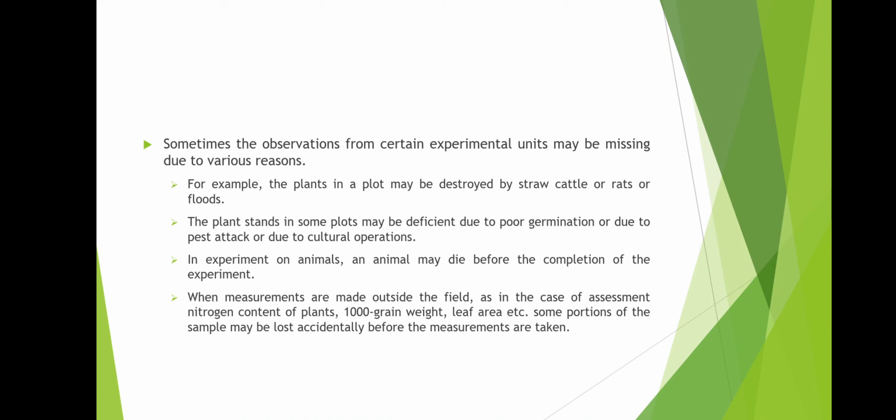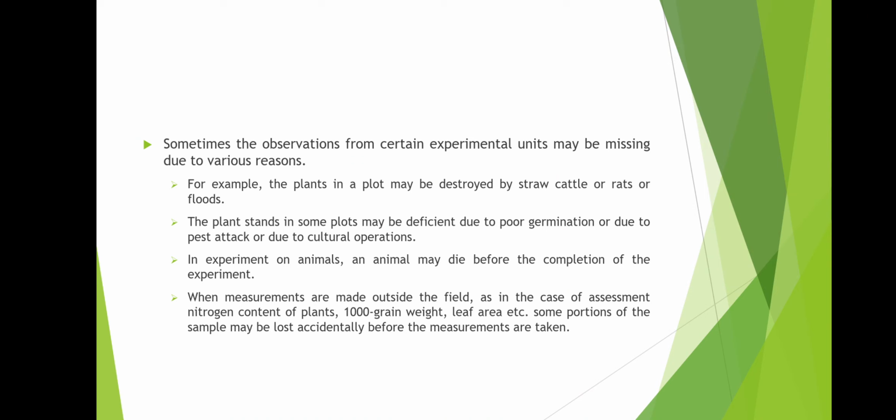Sometimes the observation from certain experimental units may be missing due to various reasons. For example, the plants in a plot may be destroyed by stray cattle or rats or floods. The plant stands in some plots may be deficient due to poor germination, or due to pest attack, or due to cultural operations. In an experiment on animals, an animal may die before the completion of the experiment.